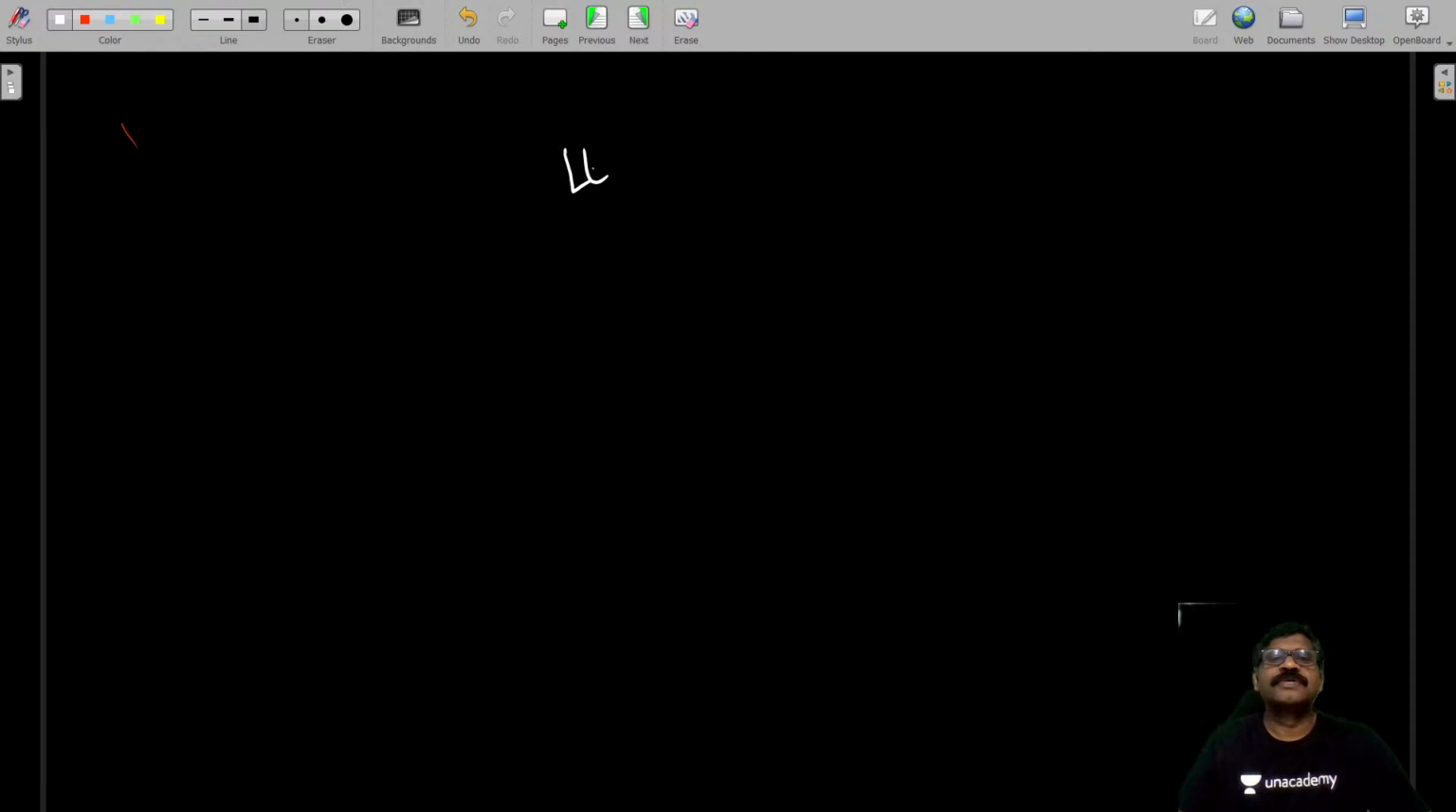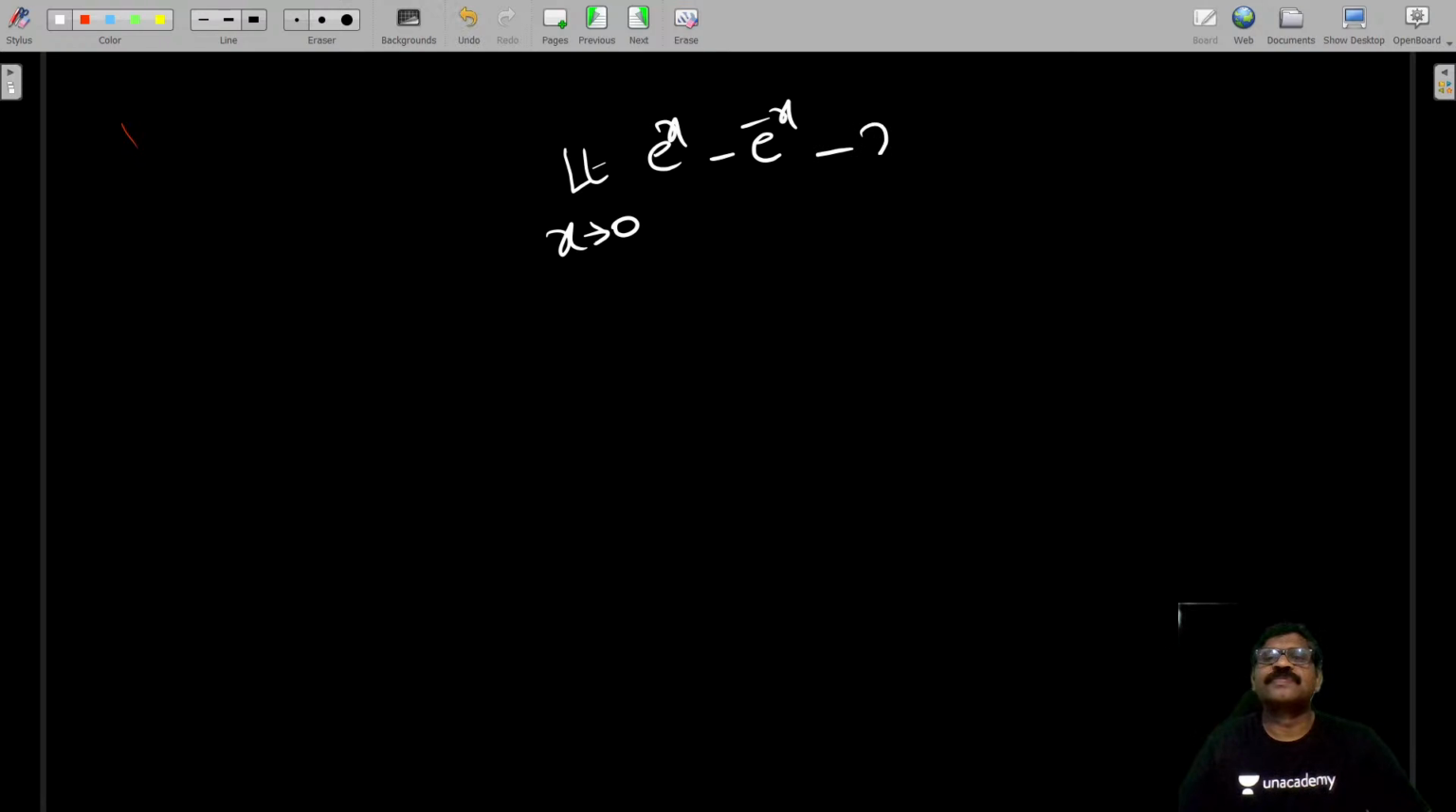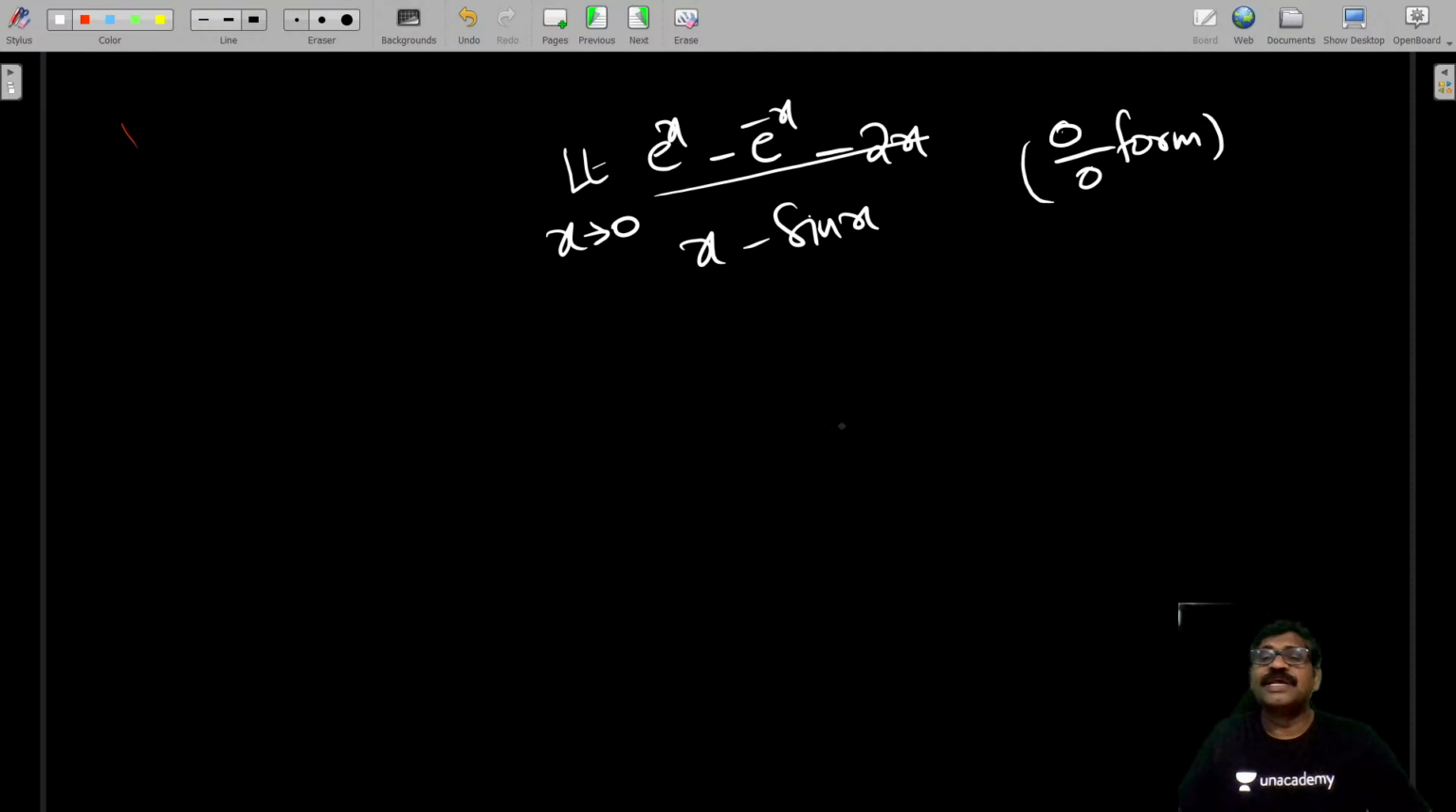Limit x tends to 0, e power x minus e power minus x minus 2x by x minus sin x. When x is tending to 0, numerator is tending to 0, denominator is tending to 0. It is 0 by 0 form. That's why we are going to apply L'Hospital rule.